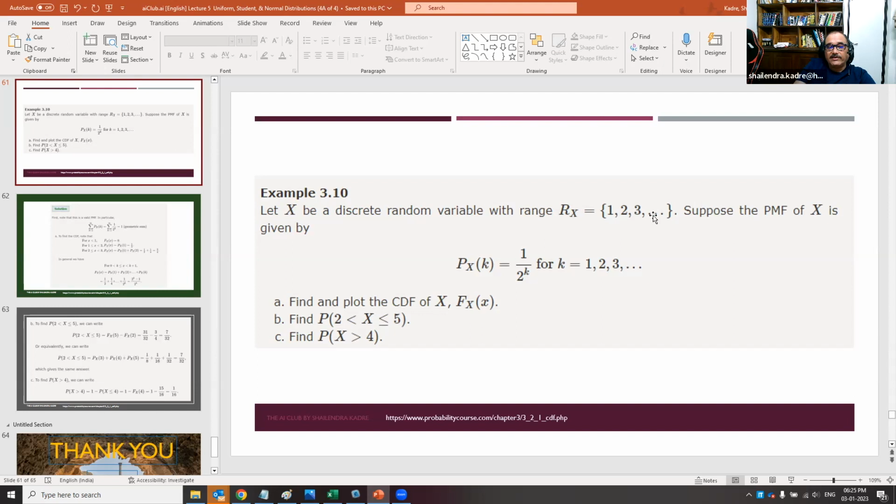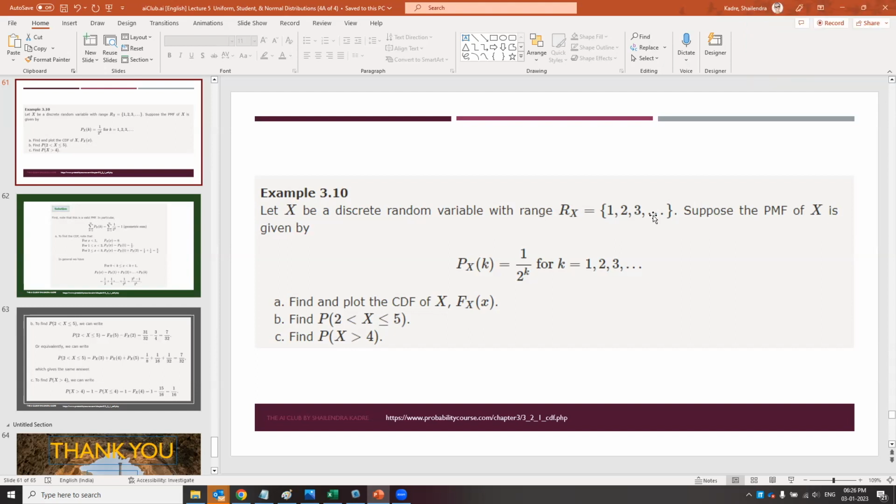So tell me what will be the range of k in this case? B question. What will be the range of x? So 3, 4, 5. Yes, 3, 4, 5, right? So what will be the value then? What will be the value of the probability that 2 is less than x and x is less than equal to 5?